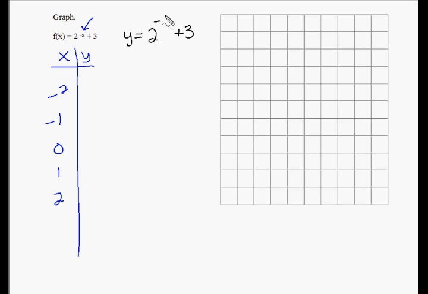So first we'll put back into the original equation the negative 2. And don't forget the parentheses. So 2 raised to the negative negative 2 is 2 raised to the positive 2 plus 3. And 2 squared is 4 plus 3 is 7.